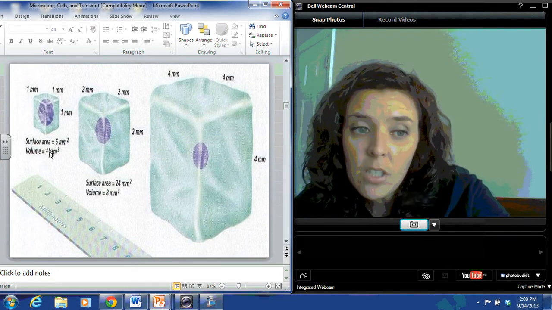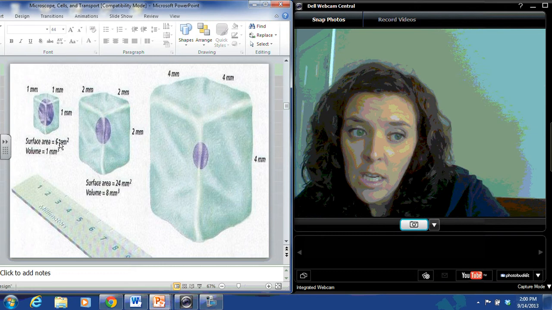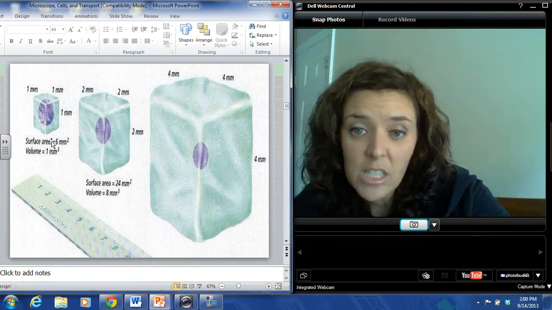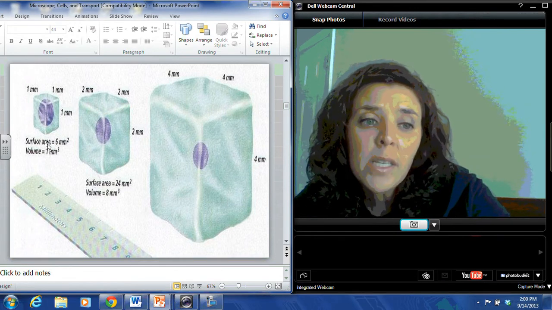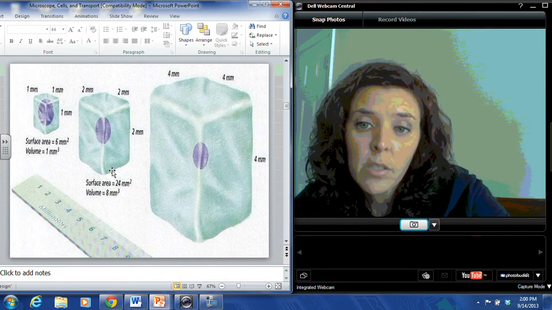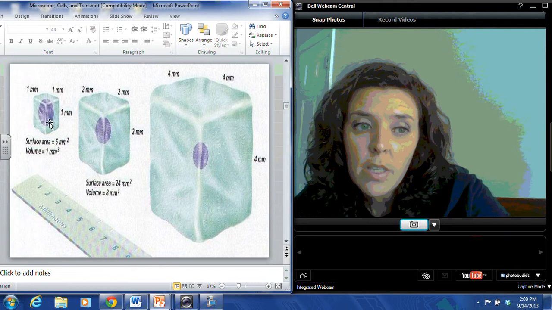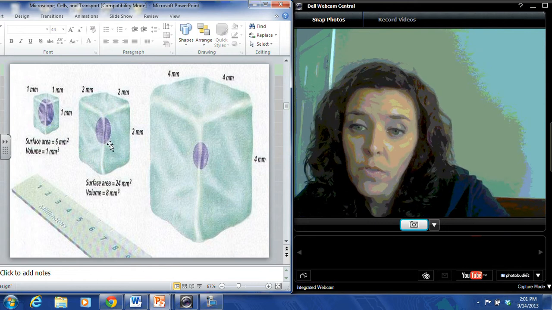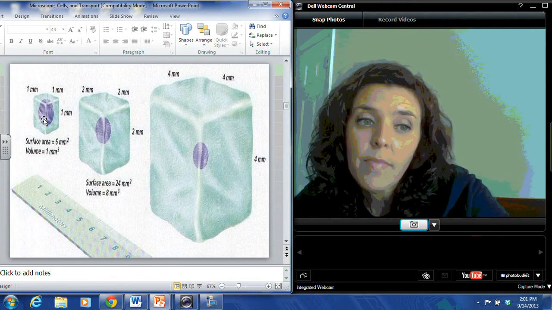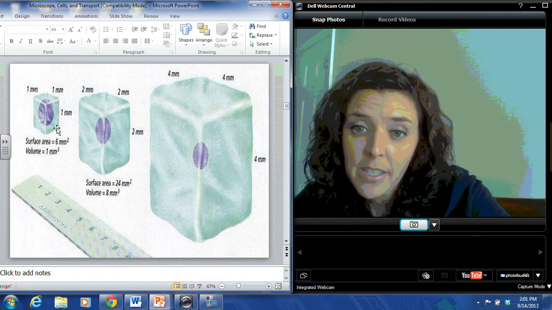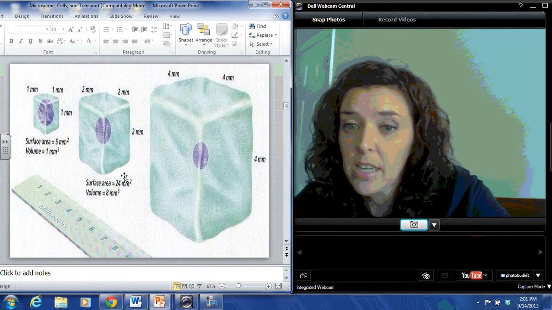The higher surface area to volume ratio, see here, this would be 6 divided by 1, which is 6, is more efficient than a smaller surface area to volume ratio. 24 divided by 8 is 3. So this has a ratio of 6, this has a ratio of 3. This cell, which is smaller, is more efficient than a cell that is larger.